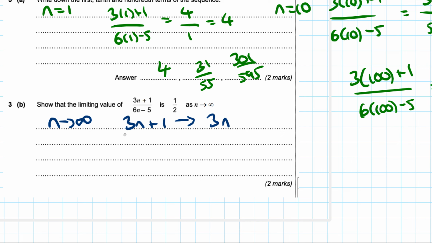And the same we can apply here. We can say, well, 6n minus 5, if you have a really, really large number, so 6 times a million, subtracting 5 is not going to make much difference to our number.